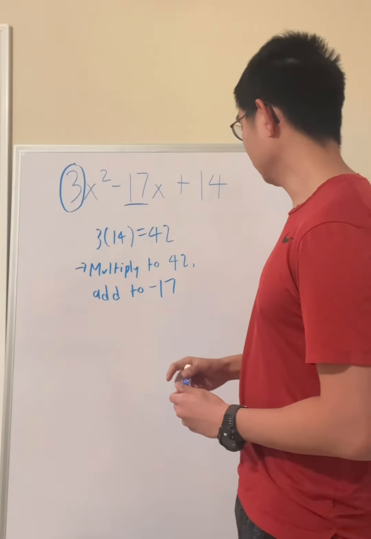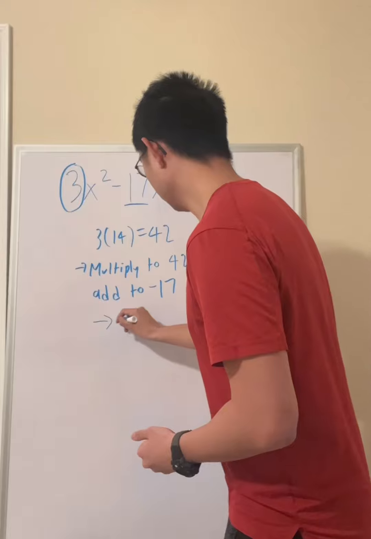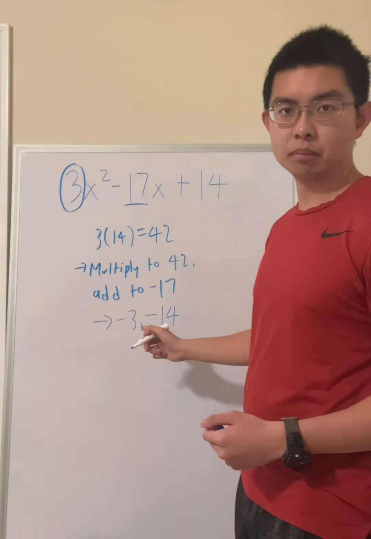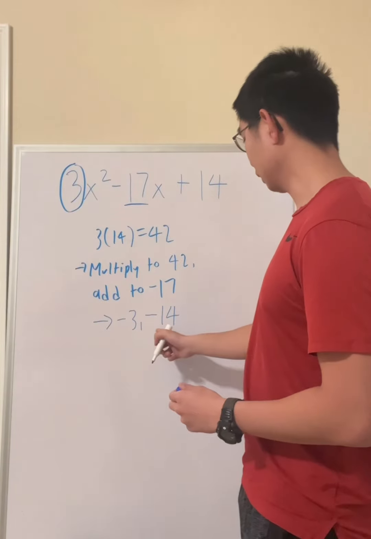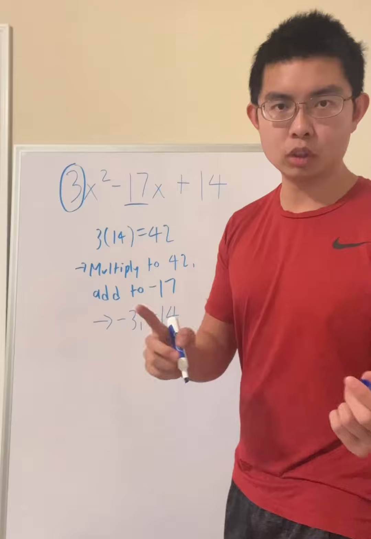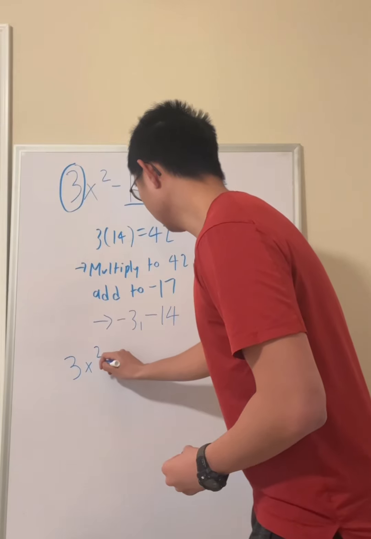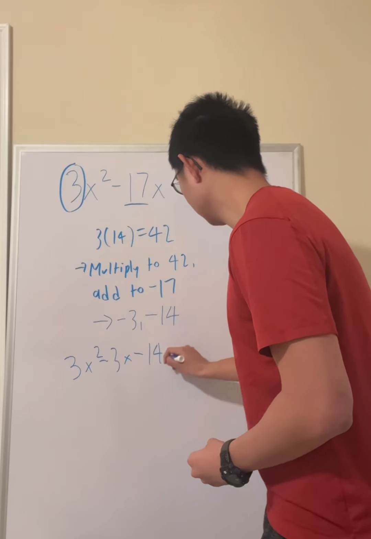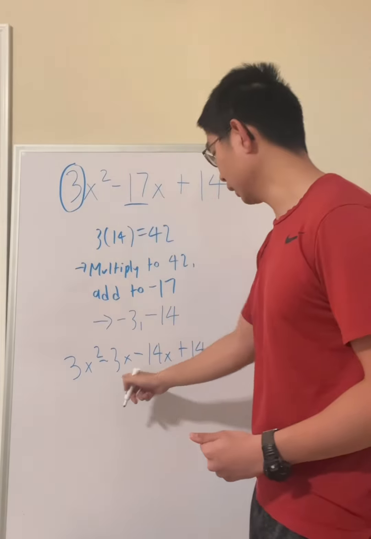And so now, looking at the factors of 42, I see that I can choose negative 3 and negative 14. These two numbers multiply to 42 and add to negative 17. Now here's what I'm going to do. These become my new coefficients. I'm going to split this negative 17x into two terms. So now my quadratic becomes 3x squared minus 3x minus 14x plus 14. I split the negative 17 into minus 3 and minus 14.